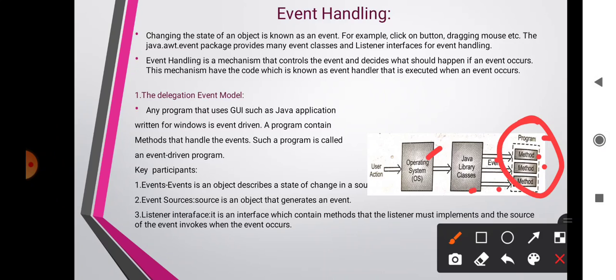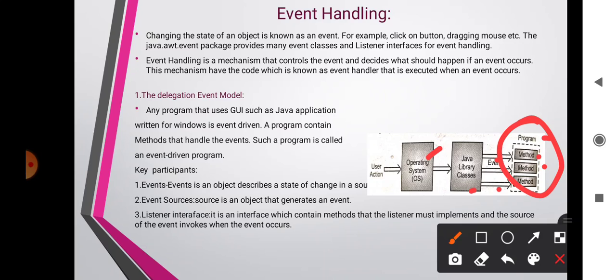Its concept is quite simple: the source generates an event and sends it to one or more listeners. In this scheme, the listener simply waits until it receives an event. Once it receives the event, the listener processes the event and then returns. This diagram shows the delegation event model. In this model, a GUI component such as a button, menu item, etc., called a source, generates an event. These events are passed to one or more listeners, and a listener is an object that listens for a particular event. It has the following key participants.